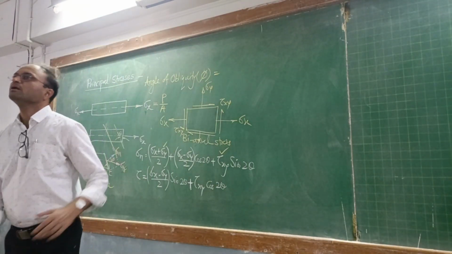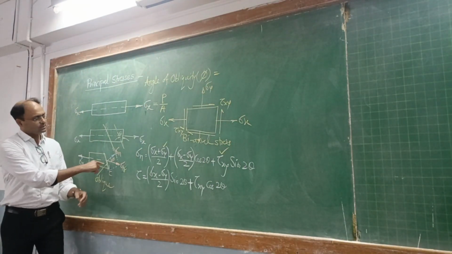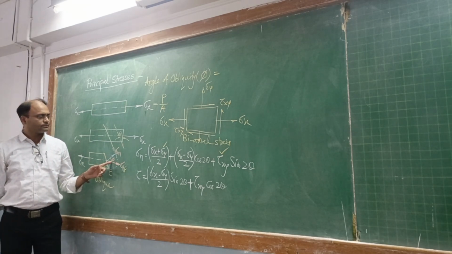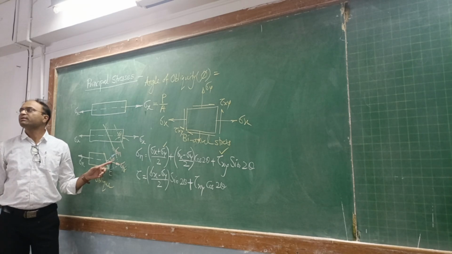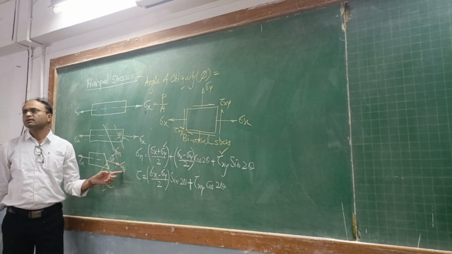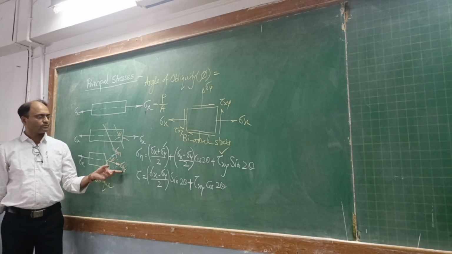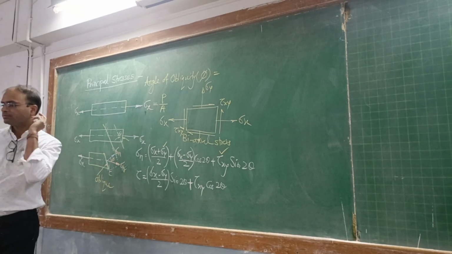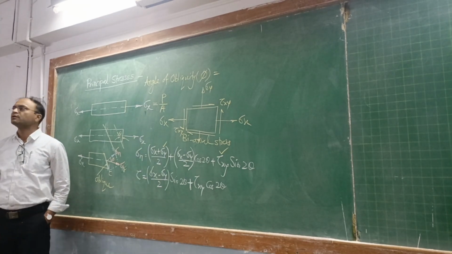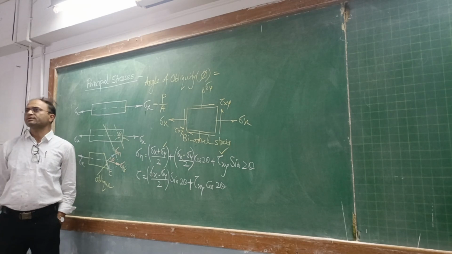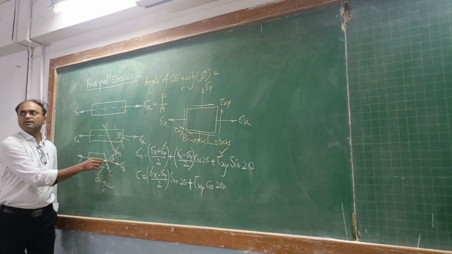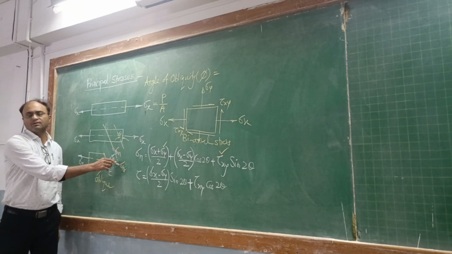Next term, angle of obliquity. It is shown already in the figure. What is angle of obliquity? Write down. It is angle made by resultant stress with the normal stress. It is this angle. This is normal stress. This is resultant stress. Okay.